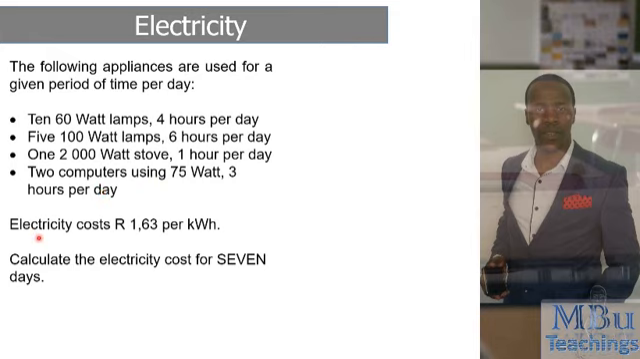Then we are told that the electricity cost 163 cents per kilowatt hour. We are asked to calculate the electricity cost for 7 days. What can we do? Obviously, we will start with the first one. Since I can see that is the first one, I want to put it in an orderly format, so I'll start with the first one.